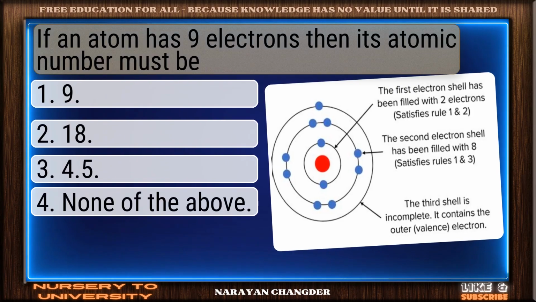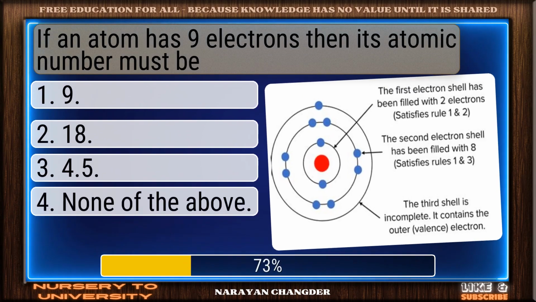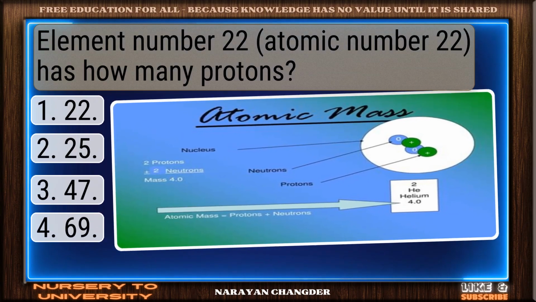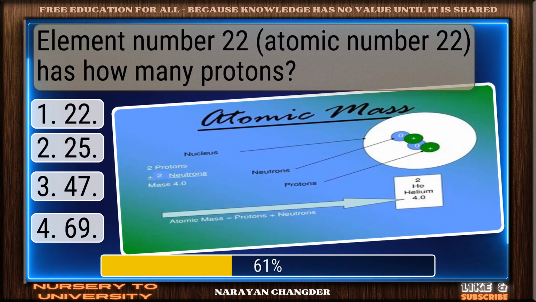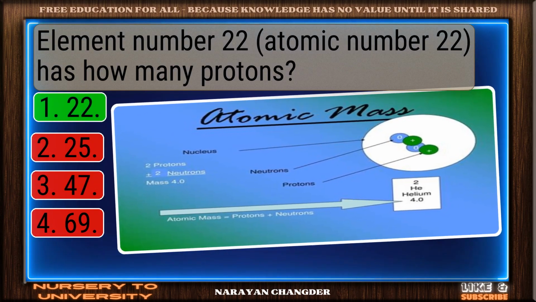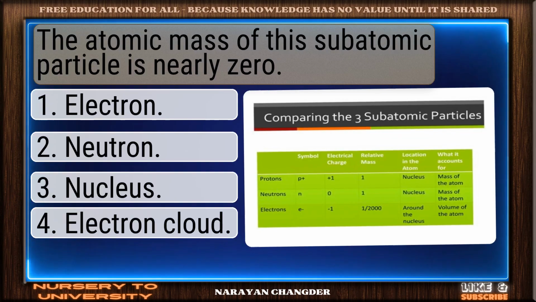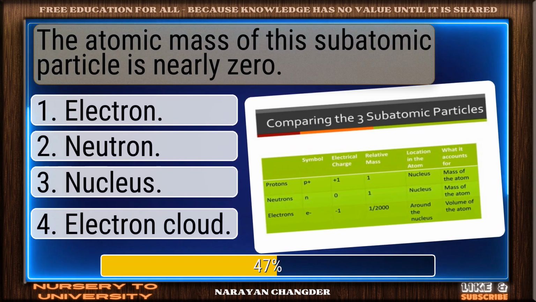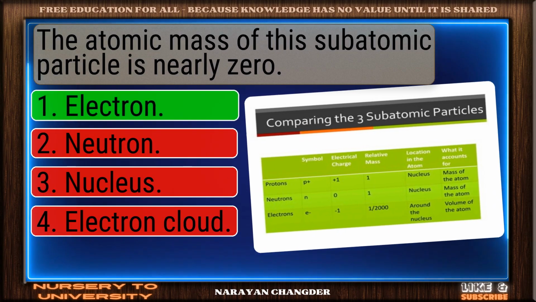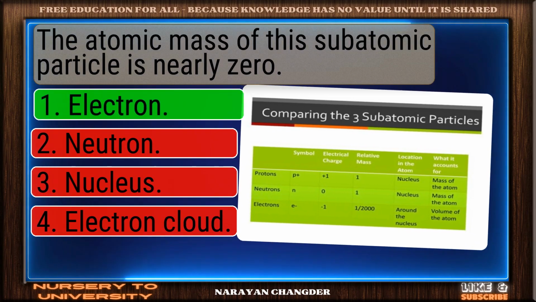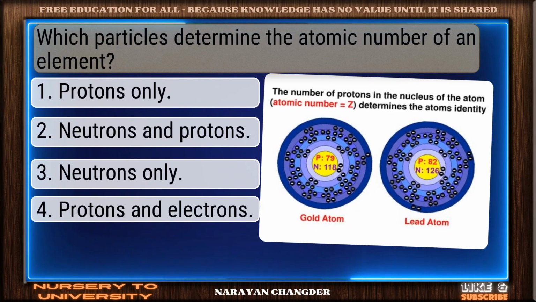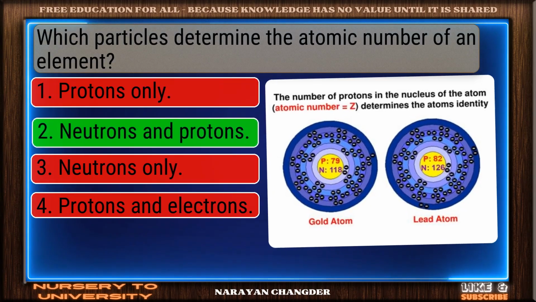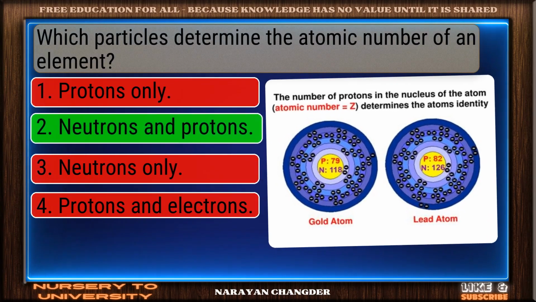If an atom has 9 electrons, then its atomic number must be dash. Exactly. 9 makes sense. Element number 22 has how many protons? Solid response. 22 is a valid choice. The atomic mass of this subatomic particle is nearly 0. Well picked. Electron is the correct answer. Which particles determine the atomic number of an element? Good thinking. Neutrons and protons is the right answer.